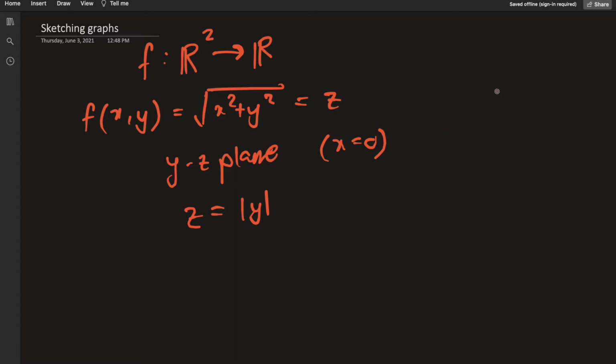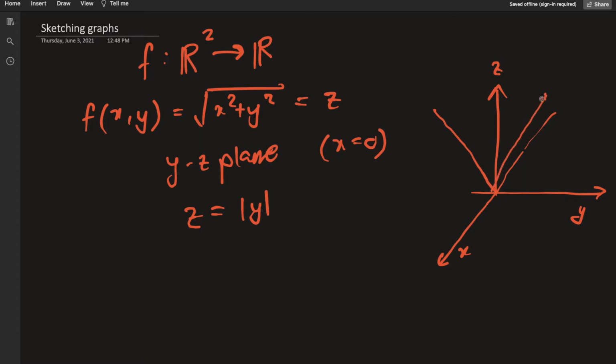It looks like this. So if you have your z-axis here, your y-axis here, your x-axis here, I'm maintaining the right hand rule because I don't want the parity to get messed up. And then z is equal to absolute value of y will look something like this. Okay, this is the best I can do. It's an absolute value in the yz plane.